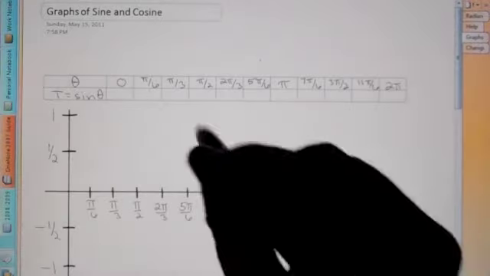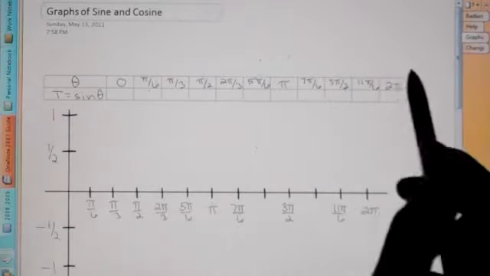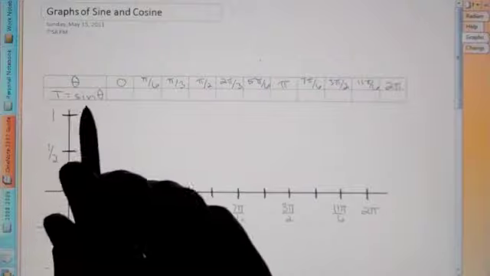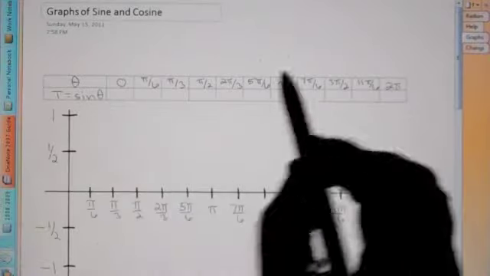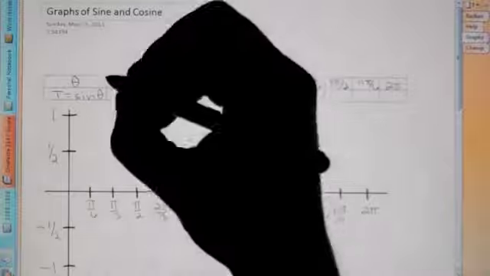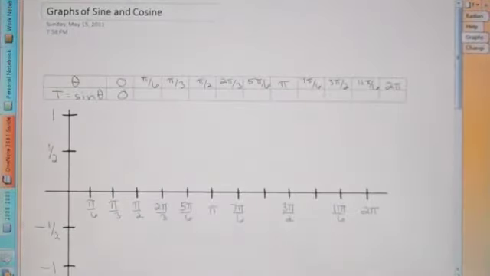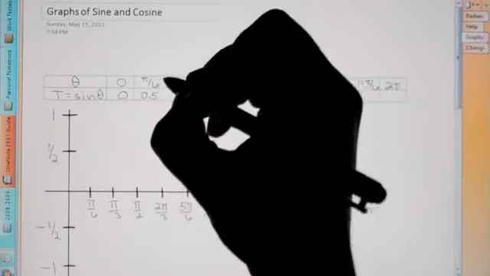Well, I've made a table here for you so you don't have to do the work. Isn't that nice? I've listed a bunch of radian measures, and we're going to find the sine of those radian measures. So if you were to plug into a calculator, make sure it's in radian mode, the sine of 0 radians, you end up with 0. The sine of pi over 6 is going to be 0.5.